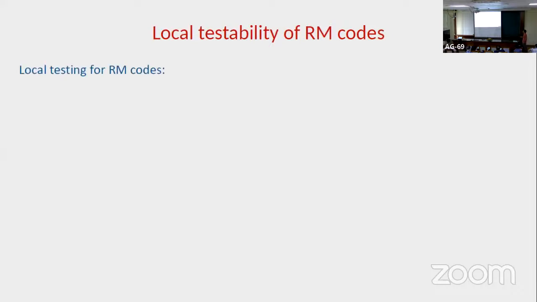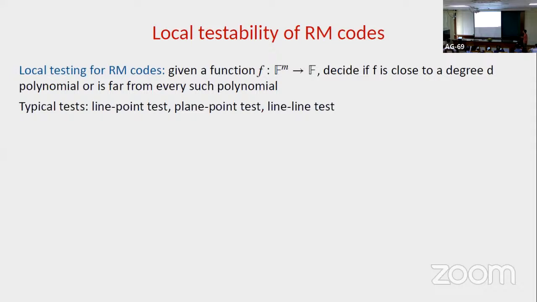So for instance, local testability of Reed-Muller codes follows from the following setup. You're given a function f from F^m to F, and view this as oracle access where I'm going to query f at some inputs. I don't want to read the whole thing. I want to understand if this is close to a degree D polynomial or it's far from every such polynomial. And a typical test will just query the function on a set of points that corresponds to a line or a set of points that corresponds to a plane and does various things.